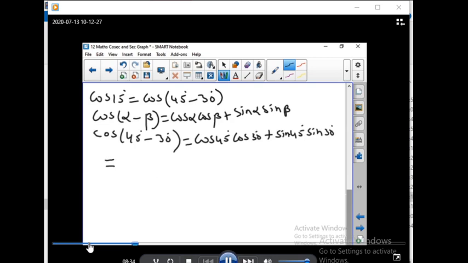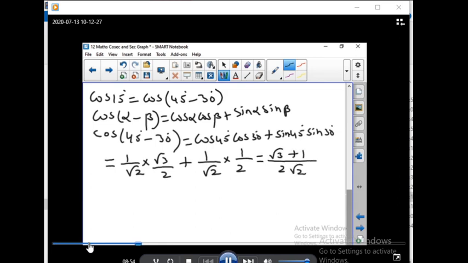So, cos 45 is 1 by root 2 and cos 30 is root 3 by 2, plus sin 45 is 1 by root 2, sin 30 is 1 by 2. Here also similarly the LCM is 2 root 2. So in the numerator we have root 3 plus 1. Now, it is asked to frame a quadratic equation. So we know that the form of a quadratic equation is x square minus (sum of the roots) x plus product of the roots is equal to 0.